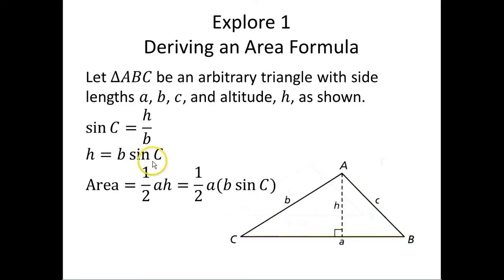So I just substitute this expression for h into this equation for the area of the triangle, and I get that the area of the triangle is 1/2 times the side length A times the side length B times the sine value of angle C. So what this does is it gives us a formula to use for any triangle.